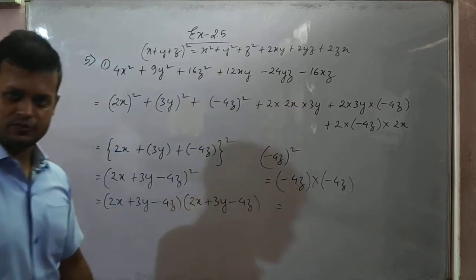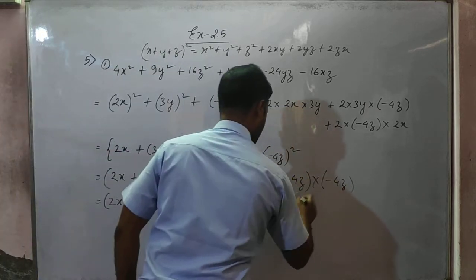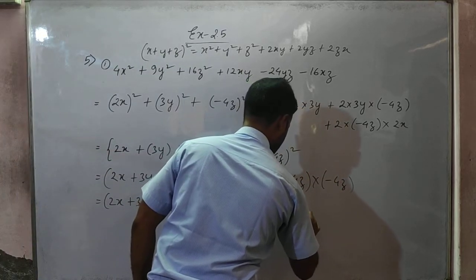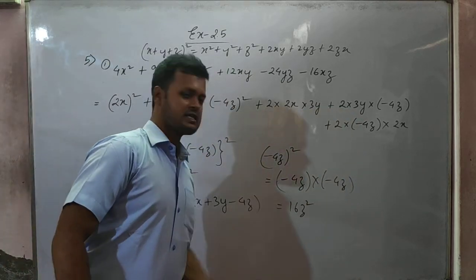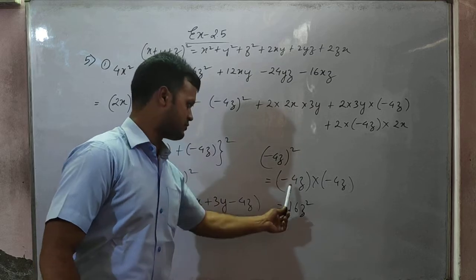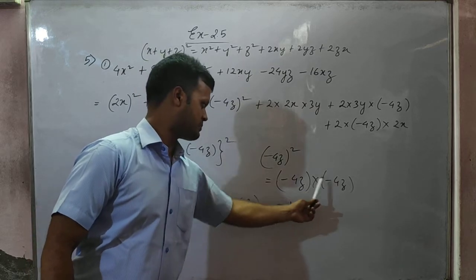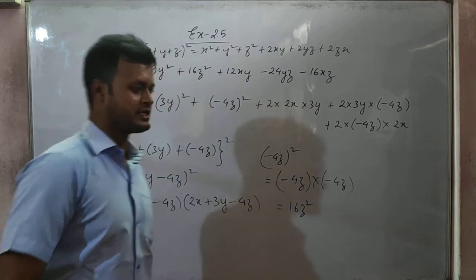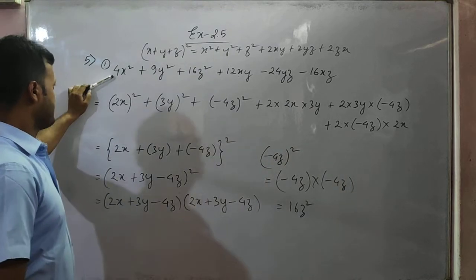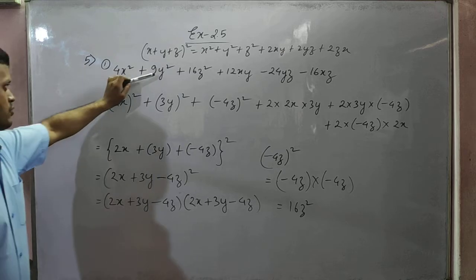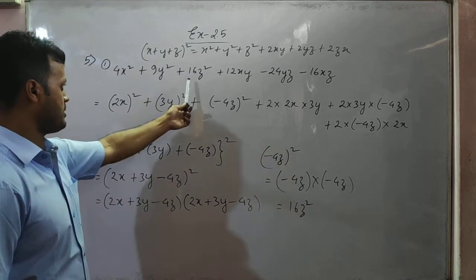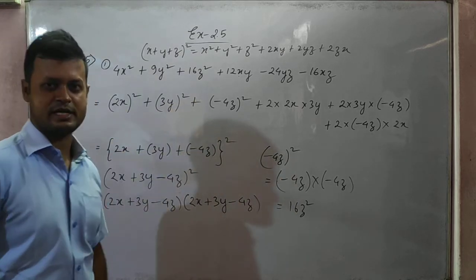Minus 4z into minus 4z, isn't it? So minus into minus will become plus, 4 4s are 16 z square, isn't it? Minus will be plus because both the terms are multiplied. Minus 4z into minus 4z, minus plus, 4 4s are 16 z square. So that's why in place of 4x square, I wrote 2x whole square, in place of 9y square I wrote 3y whole square, and in place of 16z square I wrote minus 4z whole square.